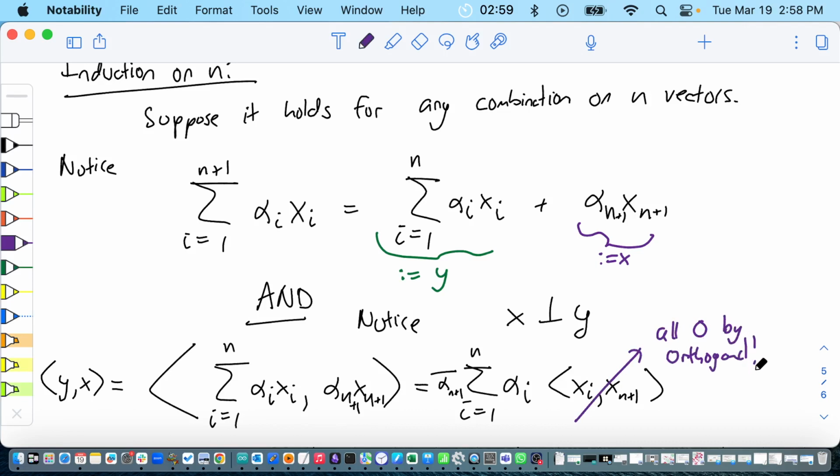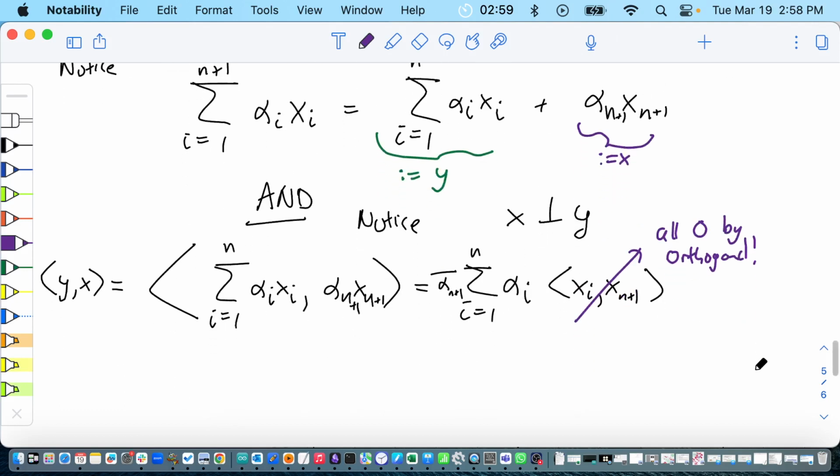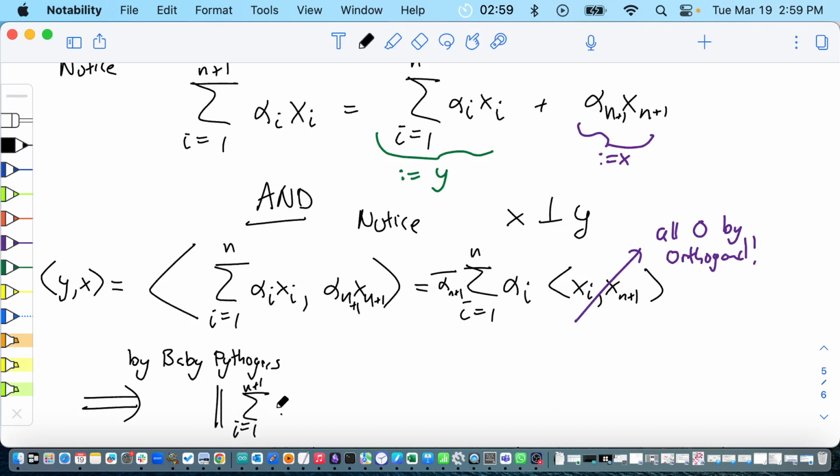So this big sum over here is perpendicular to that big sum. And now we can use baby Pythagoras. Baby Pythagoras says if you have a sum of two things and they're perpendicular, then you can do their norm. So therefore, by baby Pythagoras, the norm of the sum of the first n plus 1 things, alpha i xi, squared, is the norm of the first thing squared plus the norm of the second thing squared.